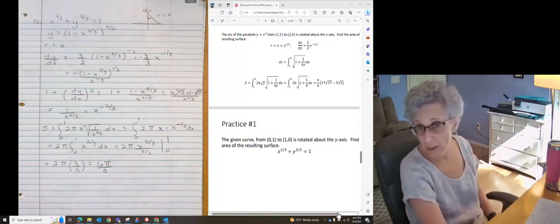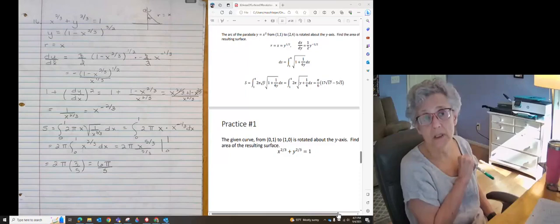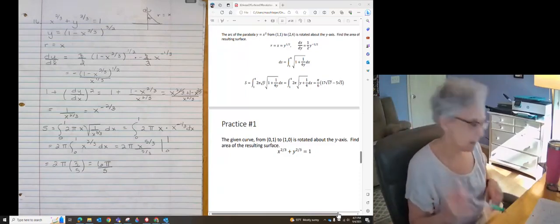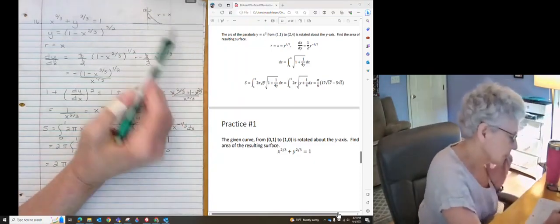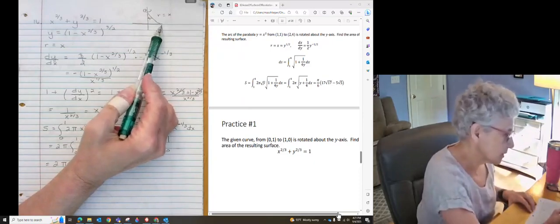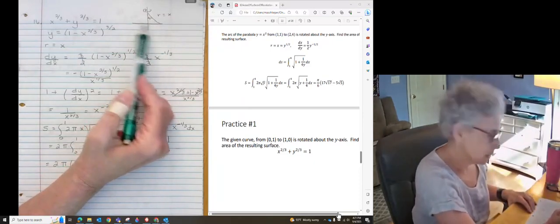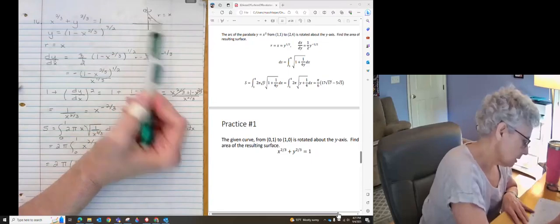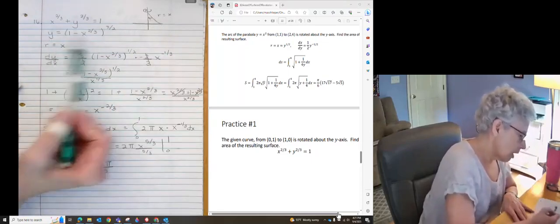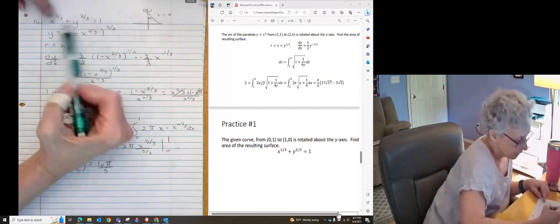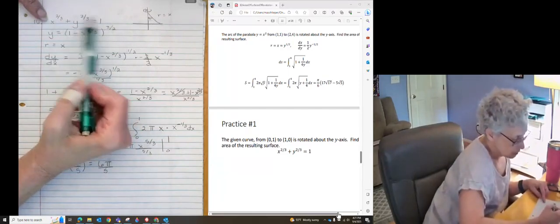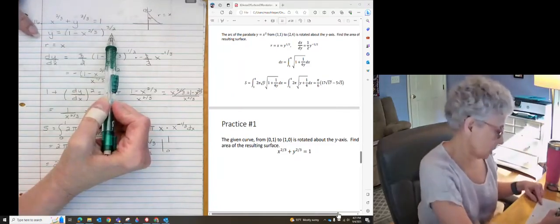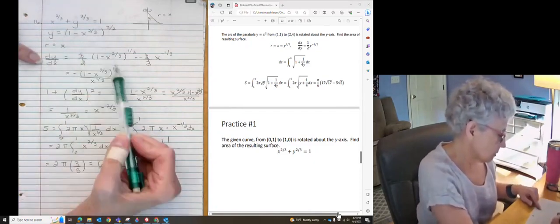Okay, I did it both ways. Integrating with respect to x was much easier than integrating with respect to y, but I did get the same answer. So we're going from x equals 0 to x equals 1, revolving around the y-axis. So my radius is equal to x. I had to rewrite y is equal to, I subtracted x to the 2/3 from each side, and then raised each side to the 3/2 power to isolate my y in terms of x.